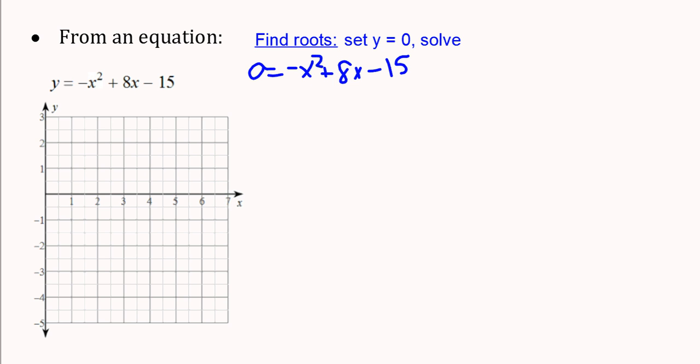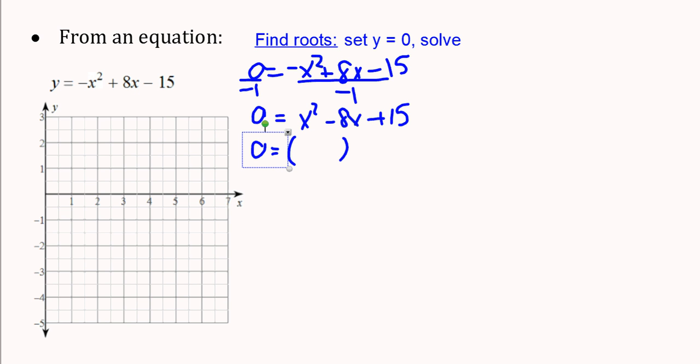Now I'm not a big fan of how the x squared is negative, so let's divide both sides of the equation by negative 1 to change that. So we'll still have 0 on the left, and then x squared minus 8x plus 15. Okay. Now that's a trinomial, and I can factor it. Leading coefficient is 1, so I can just use the double bubble method.